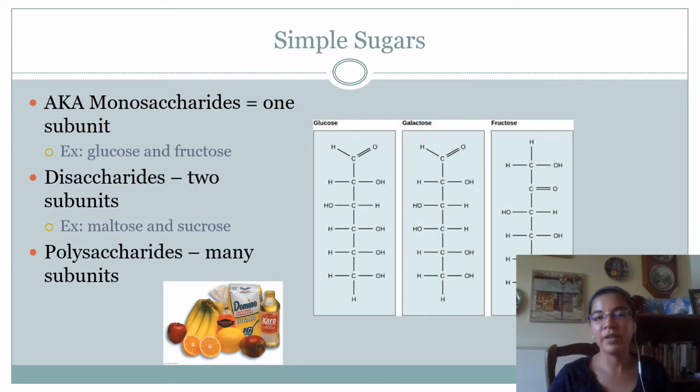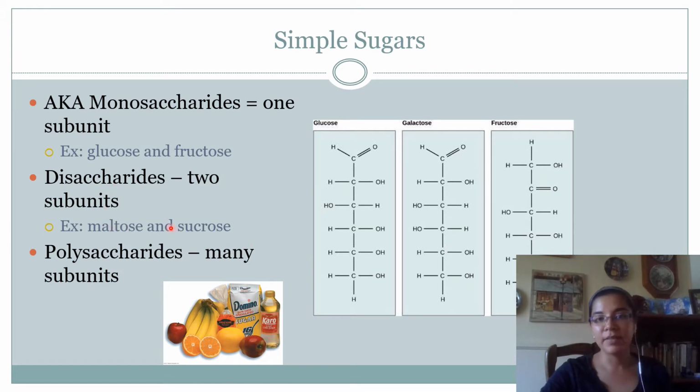Carbohydrates are broken down into simple sugars and complex sugars. Simple sugars are also called monosaccharides. So here we have glucose, galactose, fructose. They're all one subunit or one monomer. When linked together, they form more complex sugars. If you link two monosaccharides together, you get a disaccharide. Di is the prefix for two, so two sugars. That's an example of maltose and sucrose.